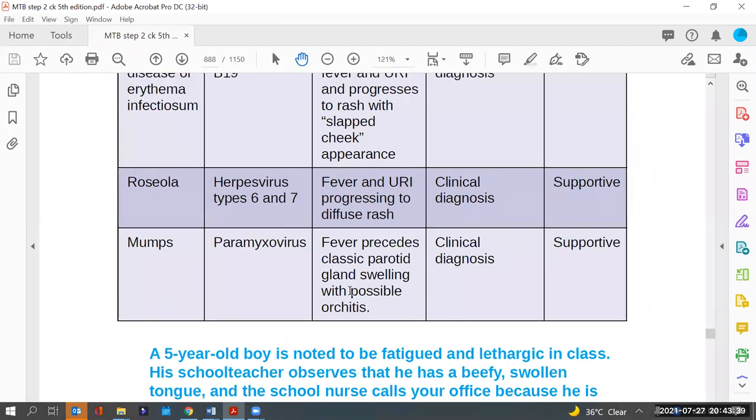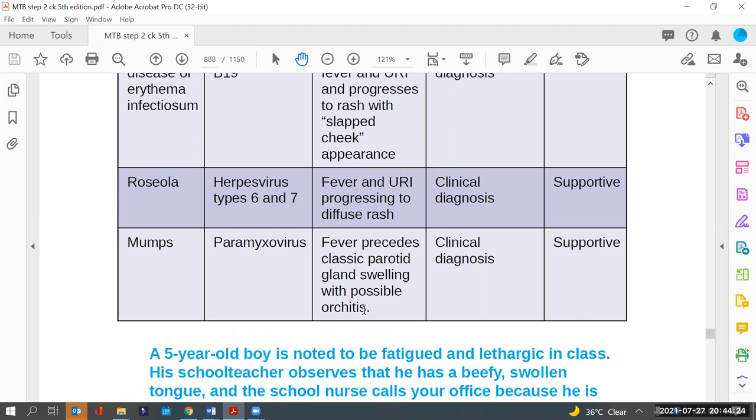What is the causative agent? That's a paramyxovirus. What is the presentation? We will see fever preceding classic parotid gland swelling. Here again, a very important point is that in mumps, we will always find that the parotid gland is involved first. And once the parotid gland is involved, as a manifestation outside the parotid gland, the child can have infection or inflammation of the testes. That's called orchitis, and it can go retrograde to the brain and cause meningitis and encephalitis as well. So it's the same as the one we dealt with, post-streptococcal. The infection starts at the glomerulus and goes up, or sometimes the infection is up and it can go down.